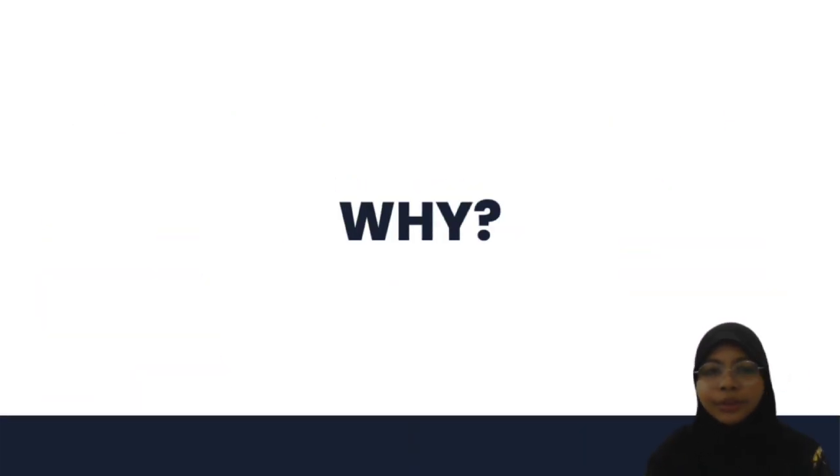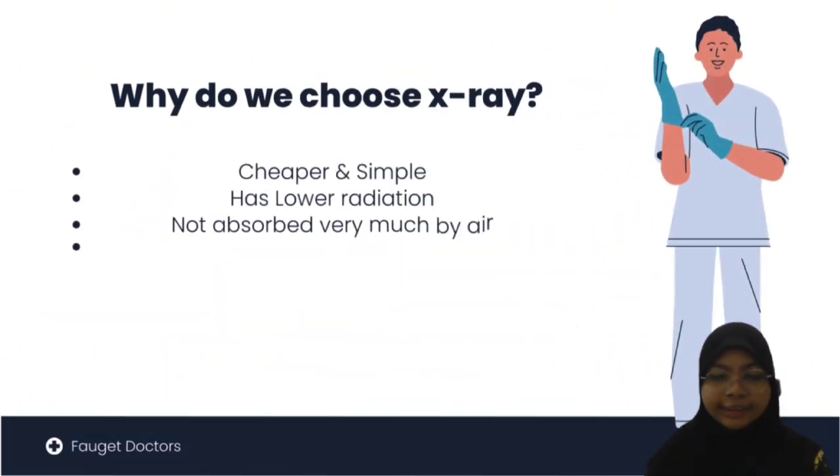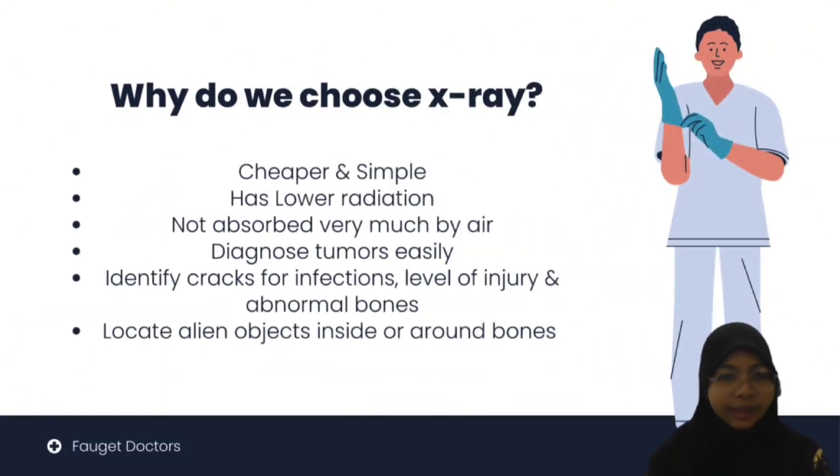So why do we choose X-ray over everything else? We have ultrasound, we have MRI, we have CT scan. We choose X-ray because it is cheaper and simple. It has lower radiation than CT scan or MRI. It is not absorbed very much by air. It also diagnoses tumors easily, identifies cracks and infections, level of injury, and abnormal bones. It also locates foreign objects inside or around the bones.